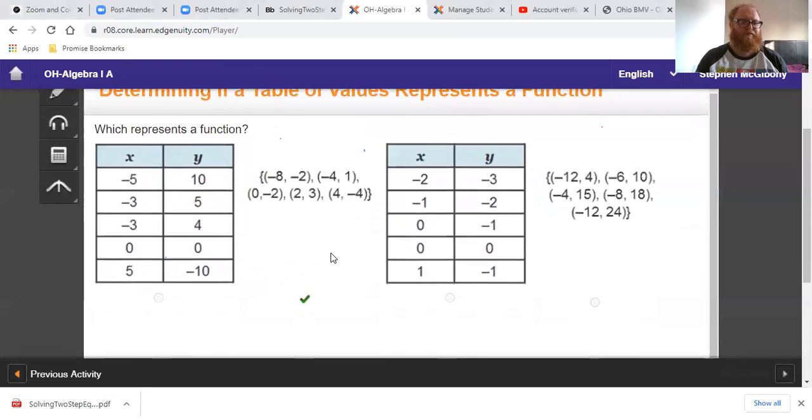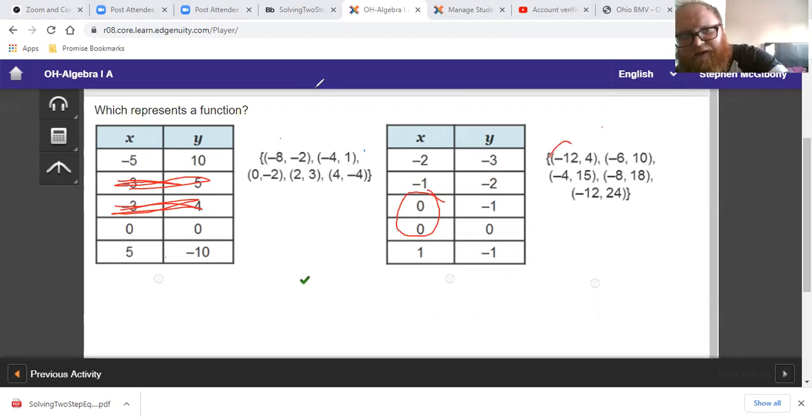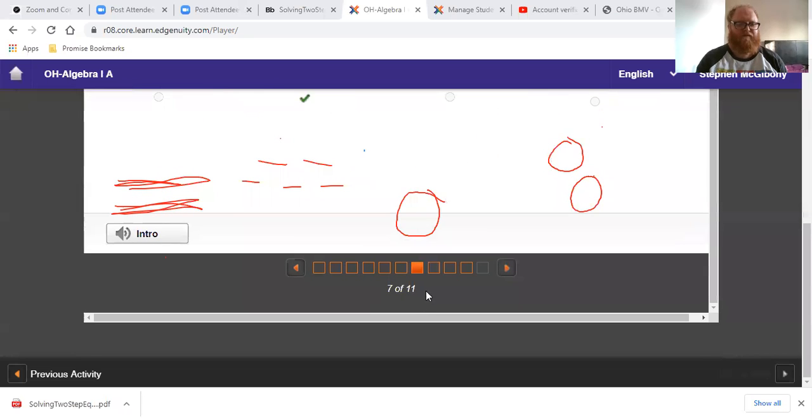All right, which one represents a function? We can do this quickly. The X values cannot repeat. So if we see 2 of the same X value, that's a problem. So here we have the same X value here. Here we have the same X value. And we have the same X value here, -12 and -12. All of these X values are different on the second choice, -8, -4, 0, 2, 4. So those are fine. That is a function.